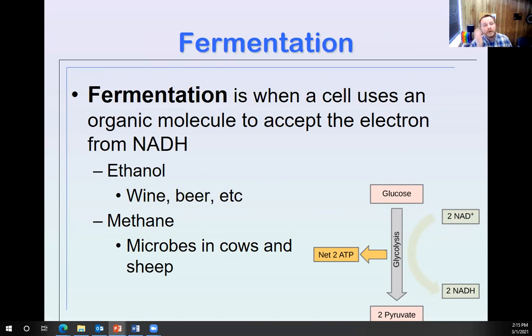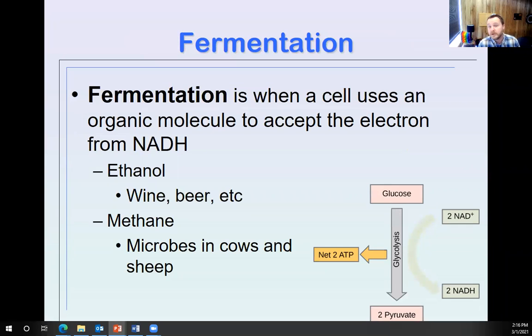Fermentation is when a cell uses some sort of organic molecule to accept the electron in the absence of oxygen. So again, we've got to turn this NADH back into NAD ion. We've got to remove an electron and a hydrogen from it. Well, one way we can do that is a cell can produce ethanol. So that is an organic molecule that can accept that electron, and it generates ethanol, and that works just fine.